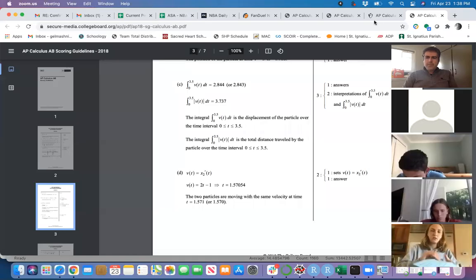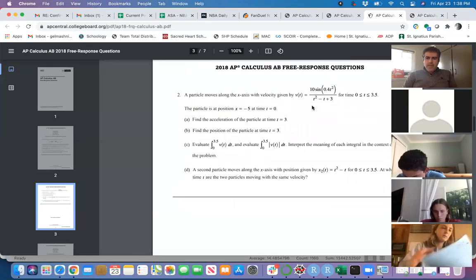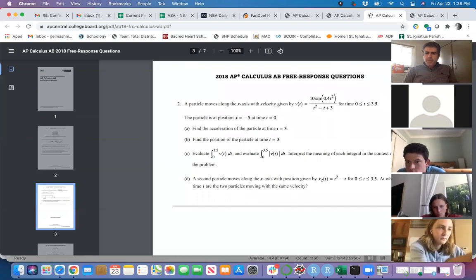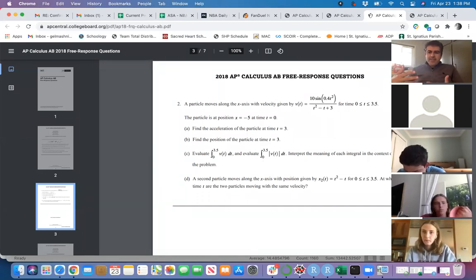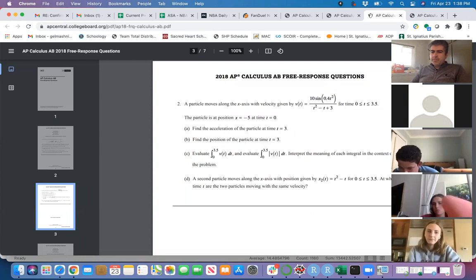Okay, so we're recording. And here's 2018 number 2. You can see they give you a velocity function, and it's really weird. It's got sine and a polynomial function on the denominator, from 0 to 3.5. They give you the initial position. They tell you initially the particle's at -5 when t equals 0.